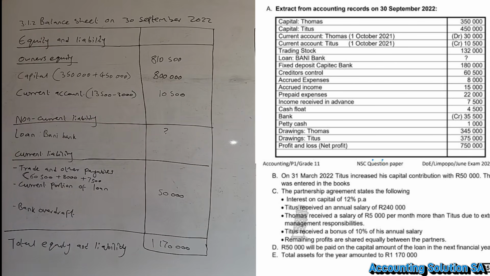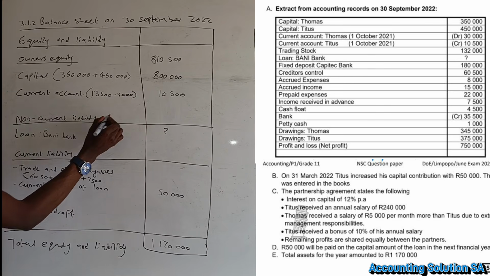Okay, and let's take another one. Cash flow, bank, petty cash. These ones are cash and cash equivalents under an asset. However, guys, let's check bank again. They said it's a credit balance. Okay, they said bank is a credit balance.